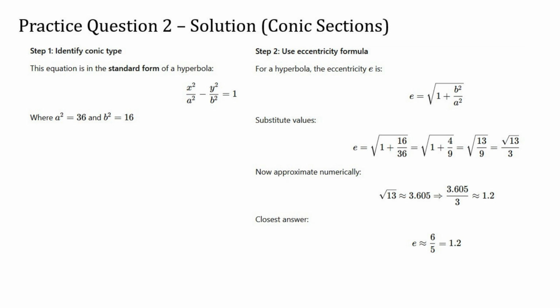Next, we apply the eccentricity formula for a hyperbola. We substitute the known values into the formula and simplify. This gives us the square root of 13 divided by 3. At this point, we approximate to get 3.605. Dividing that by 3 gives us about 1.2. Finally, we compare our results to the available answer choices and find the closest match. 1.2 is the same as 6 over 5. Therefore, the correct answer is choice C.